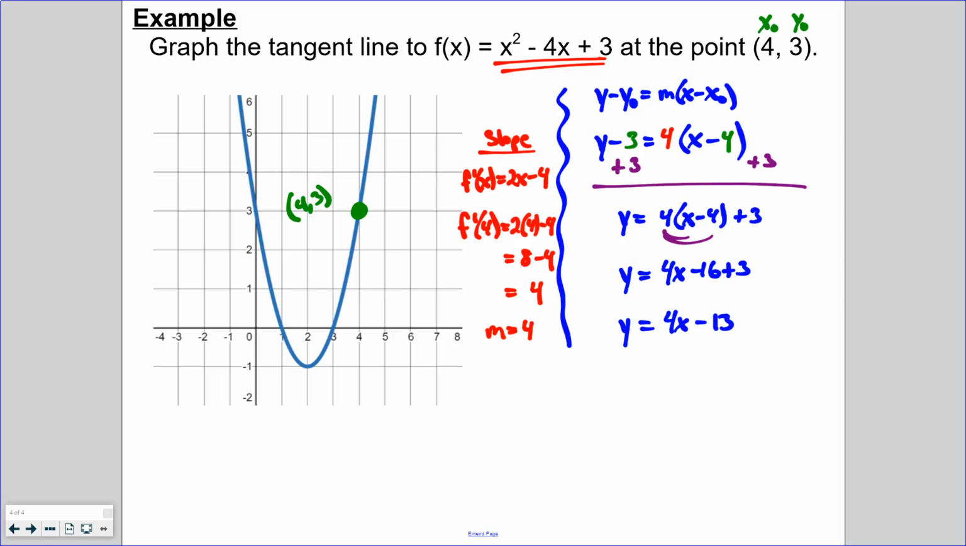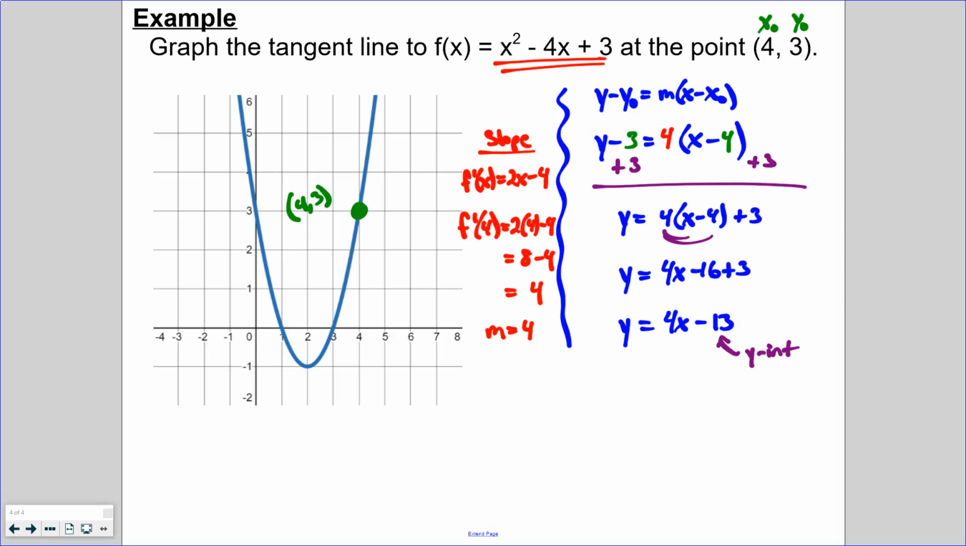All right, so now if we did want to graph this particular tangent line, we can see that our y-intercept is at y equals negative 13. And that causes a problem for this particular graph because our axes end at negative 2. So we need to come up with another way to graph this tangent line. And fortunately, we have it.